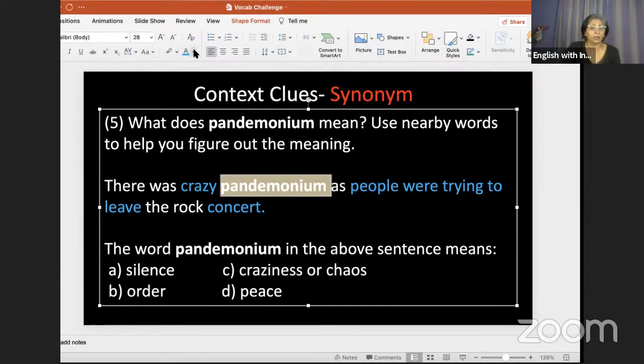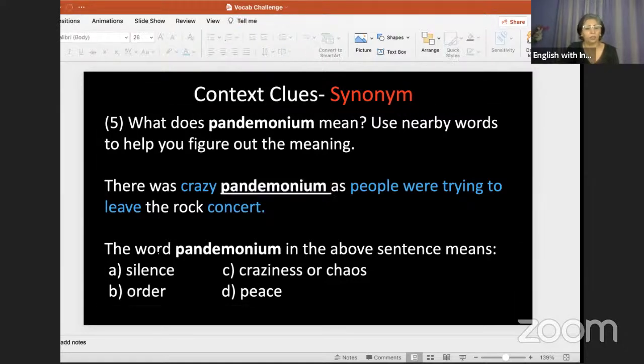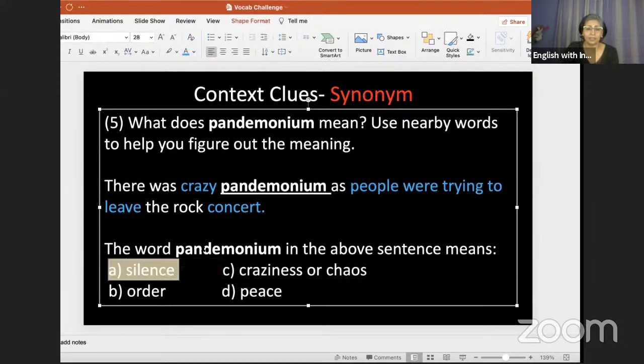So let's figure it out. I will underline this. So now we need to find out. The word pandemonium in the above sentence means silence. Really? Do you think when it's crazy and people are trying to leave, it's this one, right? So this one is not correct at all. So I'm just going to leave it like this.